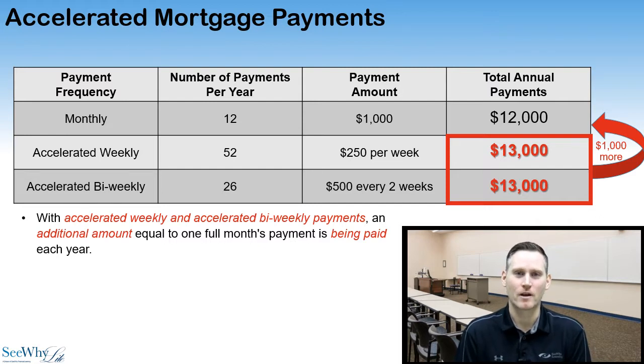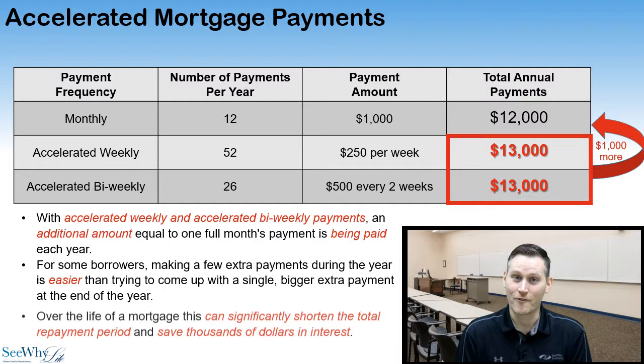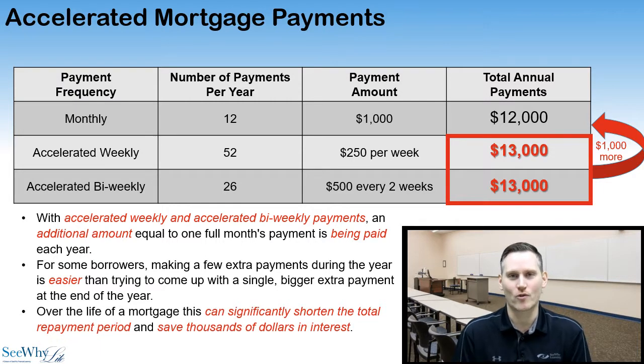For many people, making 4 weekly payments of $250 doesn't feel that much different than paying $1,000 per month. In fact, they may not even realize they're making a full extra payment each year. Over the life of the mortgage, this can significantly shorten the total repayment period and save thousands of dollars in interest. Now, if you're thinking, why do they calculate it that way?